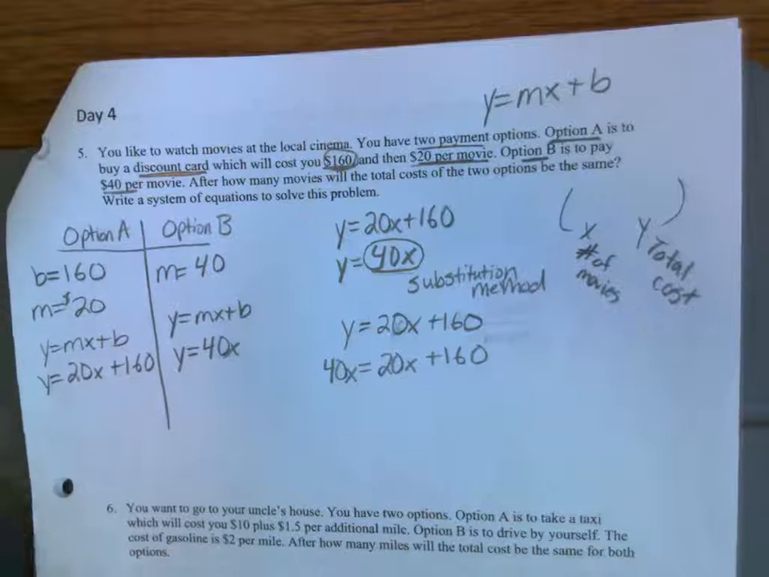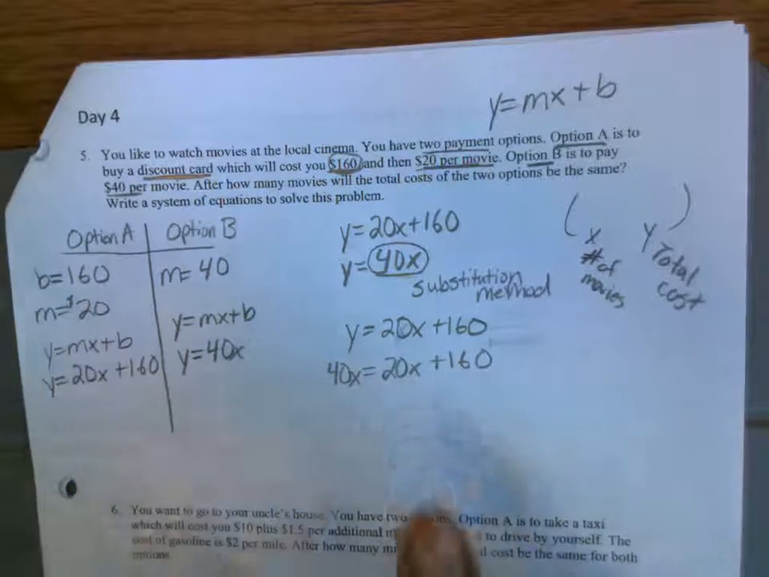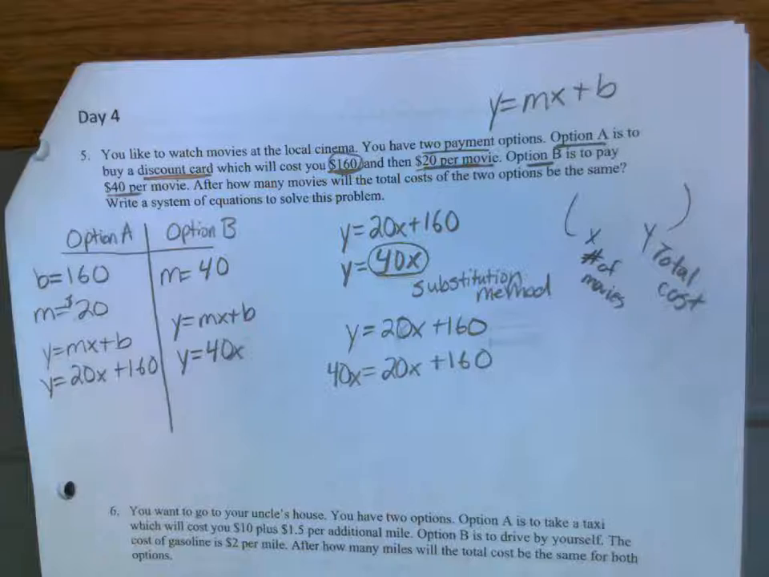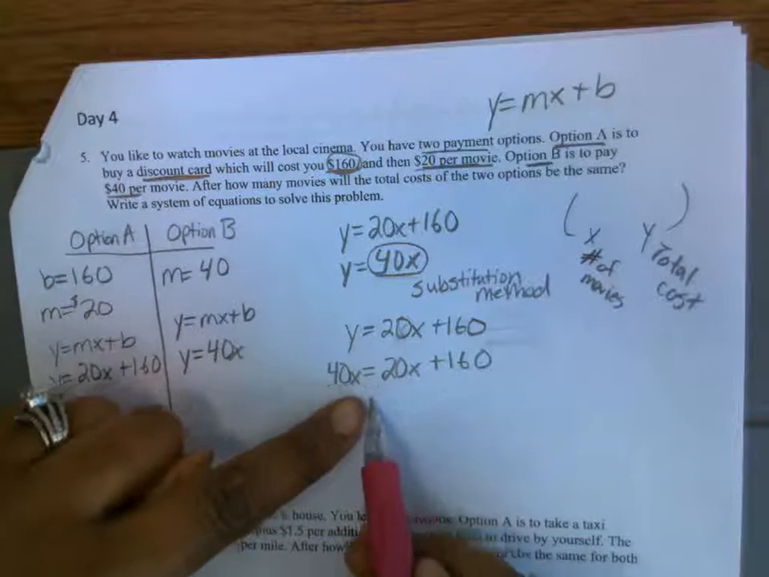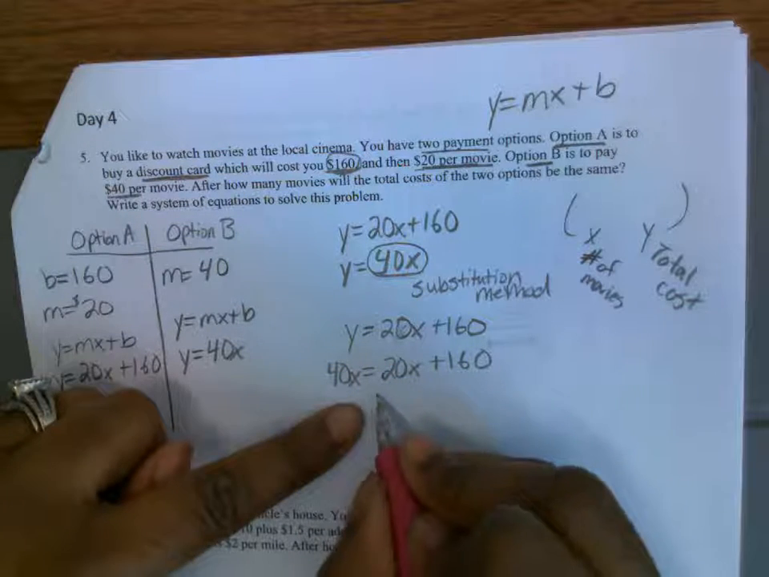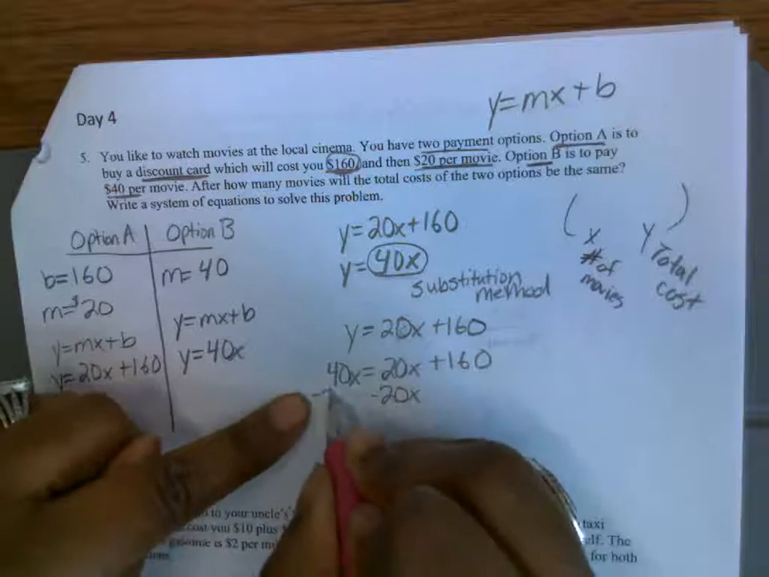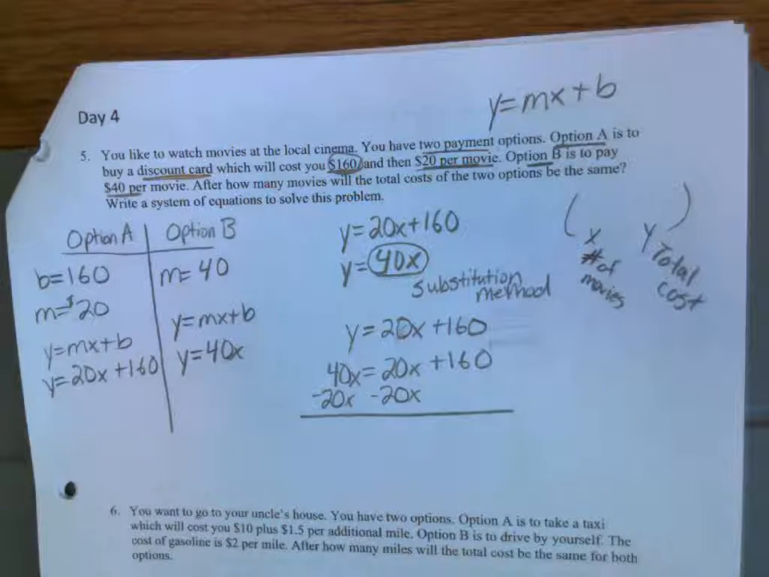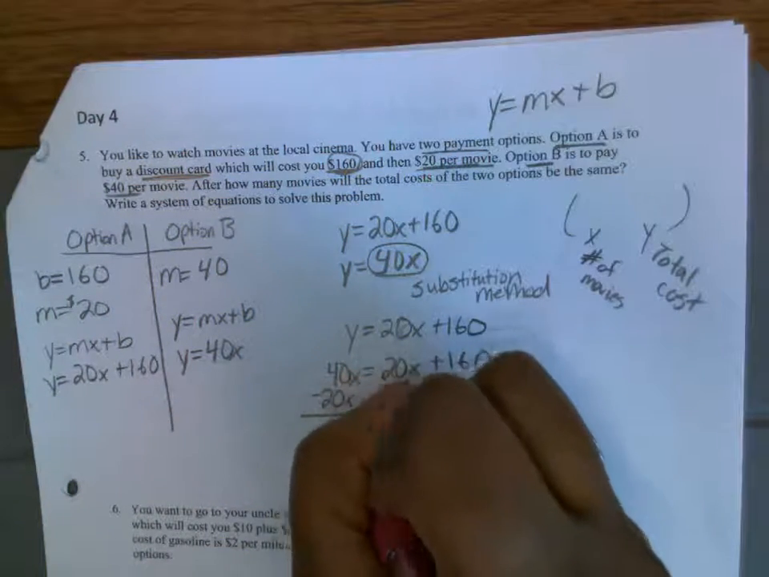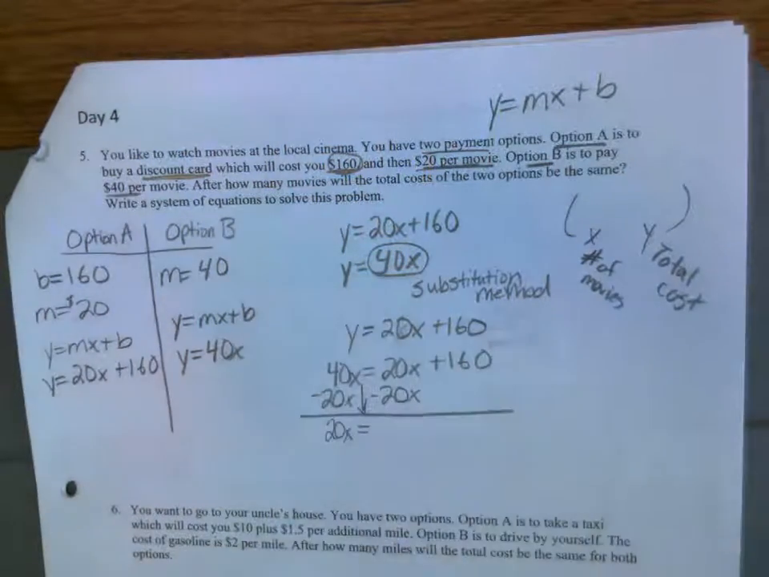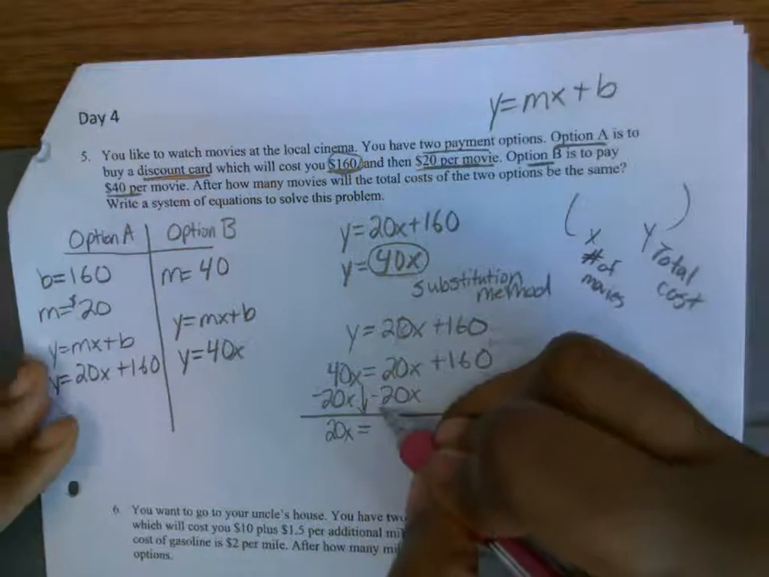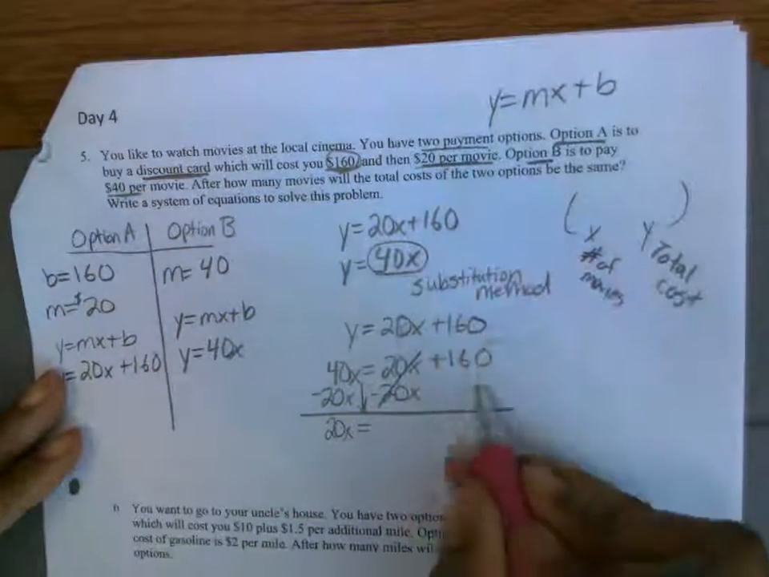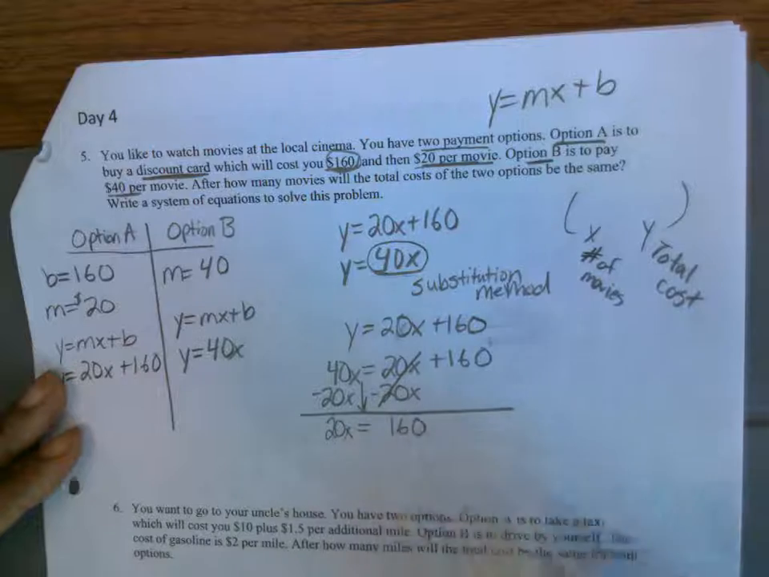Okay. Now I need to solve for x because x is the only variable that's missing. So I need to move the x's to the same side. So I'm going to move this 20x over here. This is a positive 20x. So to move it, I'm going to subtract 20x. 40x minus 20x is going to give me a 20x on this side. Bring down my equal sign. This is gone. And I'm left with the positive 160.